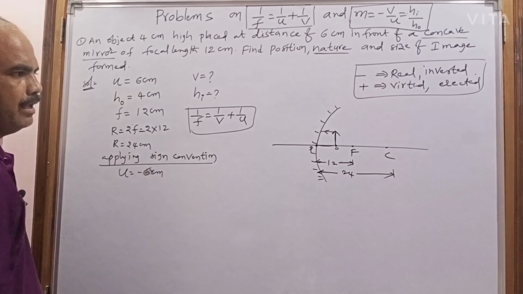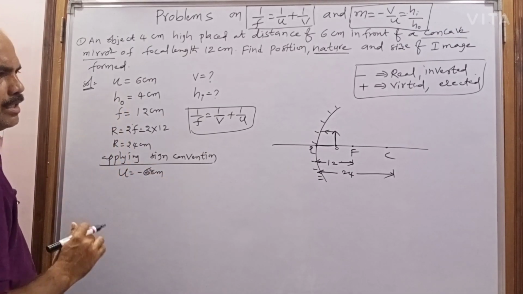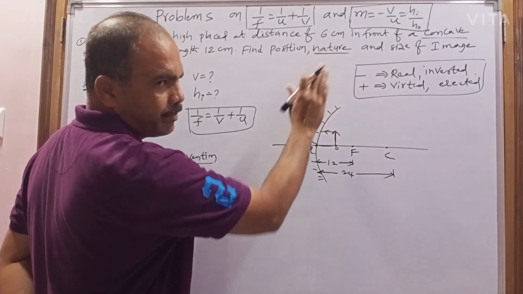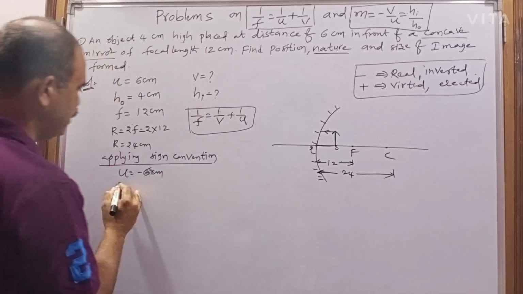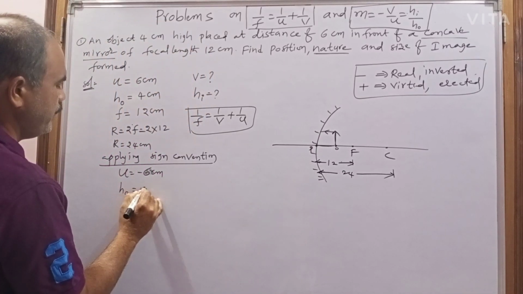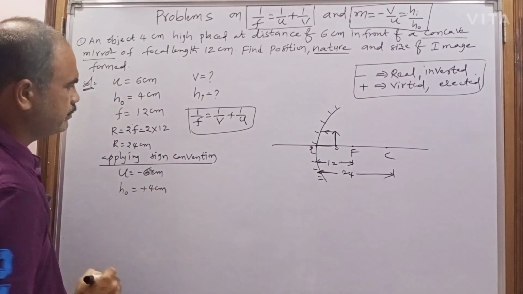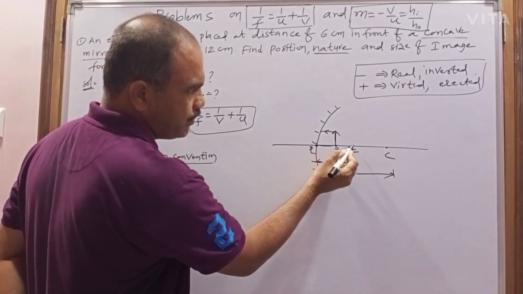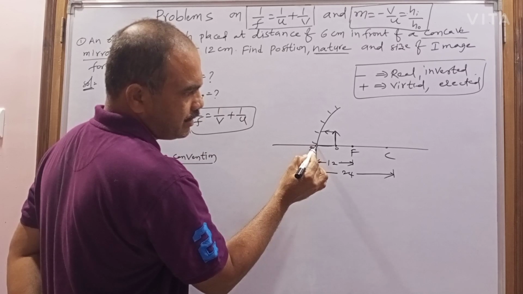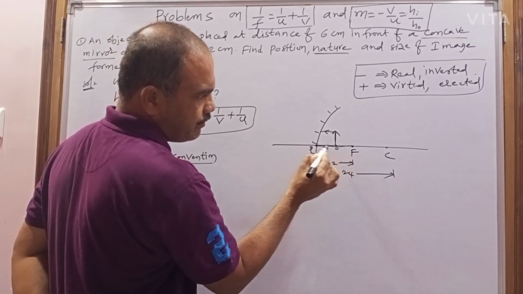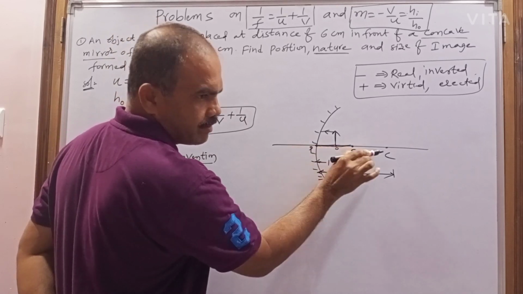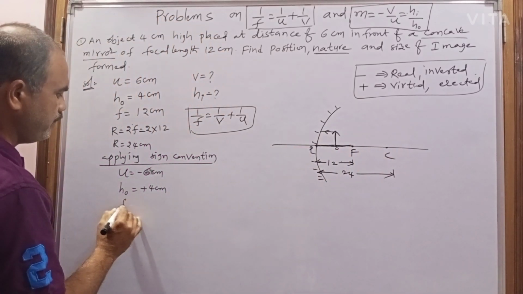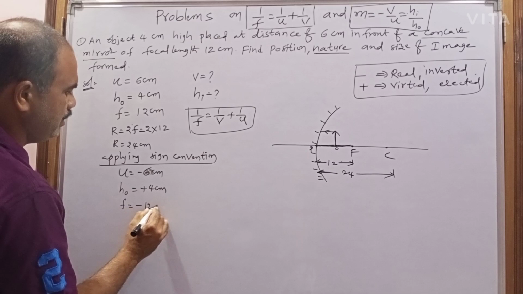Okay. Next, height of the object. The height of the object is above the principal axis, and height above the principal axis is positive. So here h0 is plus 4 centimeter. Next, come to the focal length. Focal length is the distance between the pole and focus. To measure it, you are moving in this direction, but the incident ray is opposite. That's why the focal length is also negative. F is minus 12 centimeter.